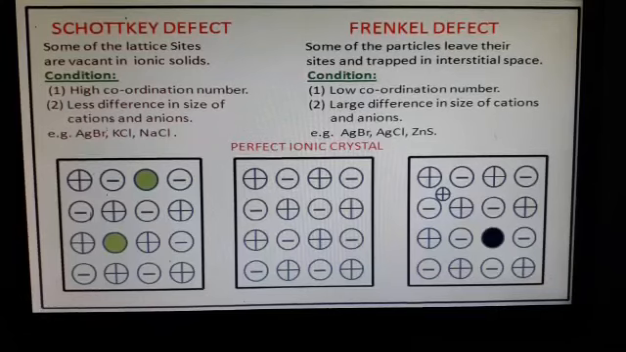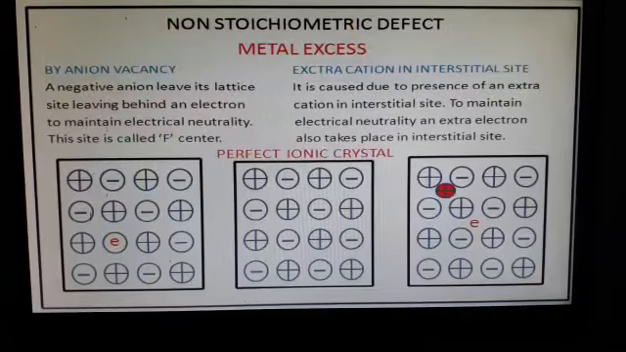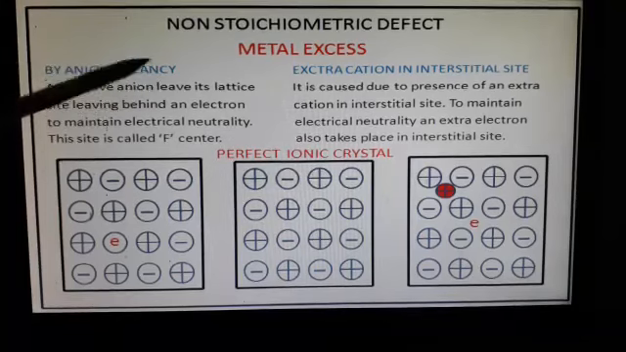Now let's see non-stoichiometric defects. It is of two types: metal excess defect and metal deficiency defect. Metal excess means cations should be more as compared to anions. It is possible in two ways. Number one, you can increase cations or you can decrease anions. See one by one how it is possible.